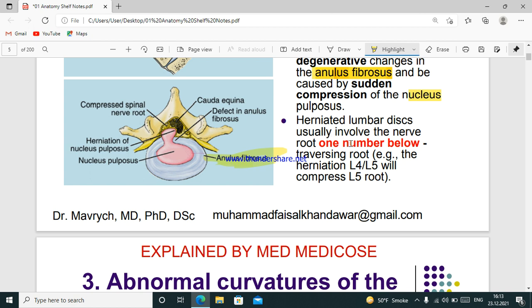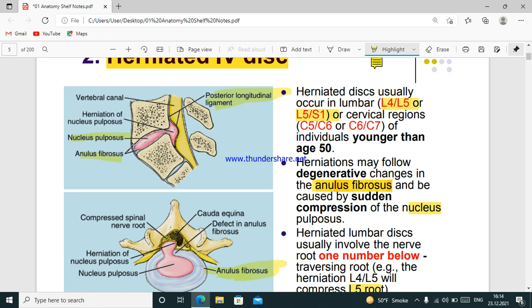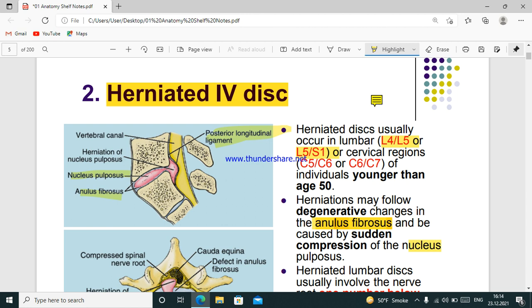But a herniated lumbar disc usually involves the nerve root one level below the transverse root. The herniation at L4-L5 will compress the L5 root. Of course, if it is L4-L5, it will compress L5, because it will go downward. The force will be in a downward position.